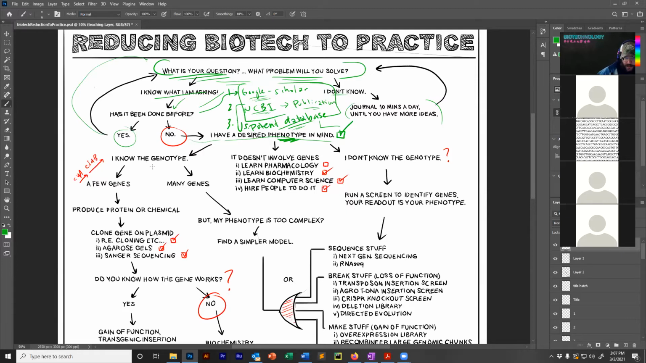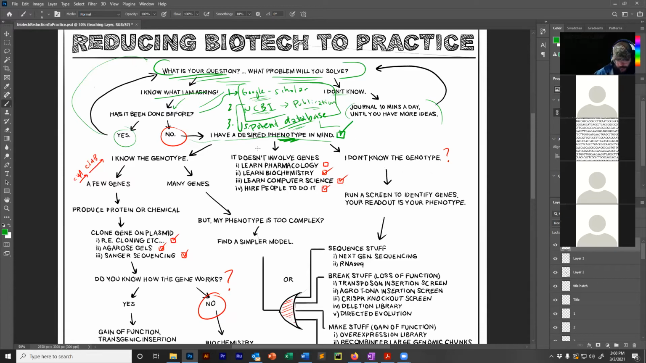One option is you know the phenotype, and you know the genotype. Okay. That means you know the genes that are causing the particular phenotype. If that's true, that's fantastic. Okay. The other scenario is you have a phenotype in mind, you know the phenotype you're thinking about, but you don't know the genotype. That means you don't know what the genes are that are causing or responsible for that phenotype.